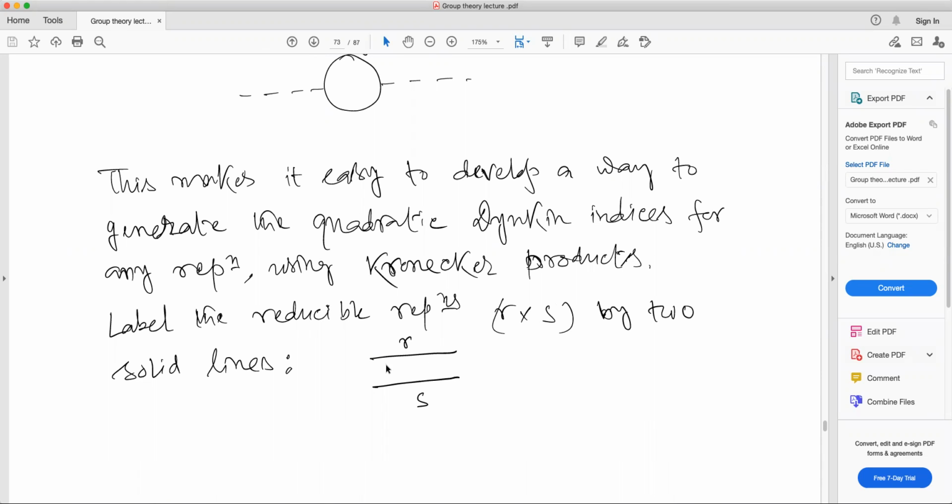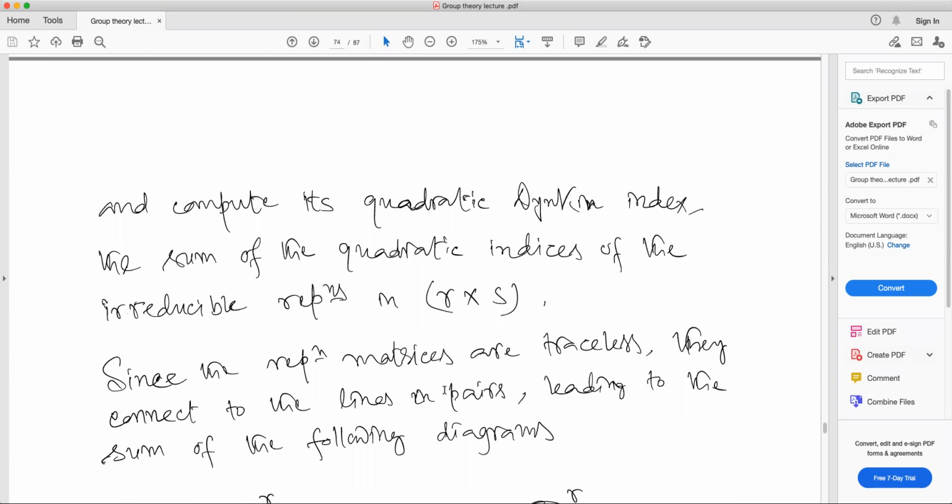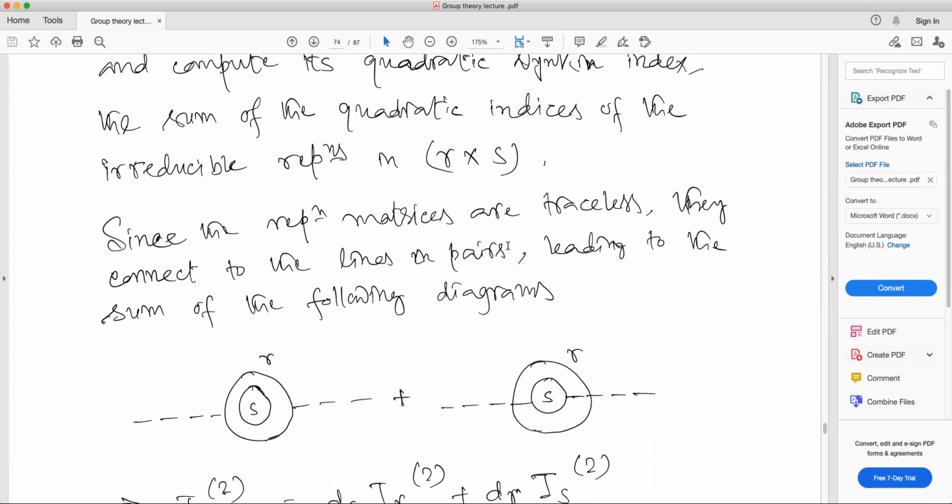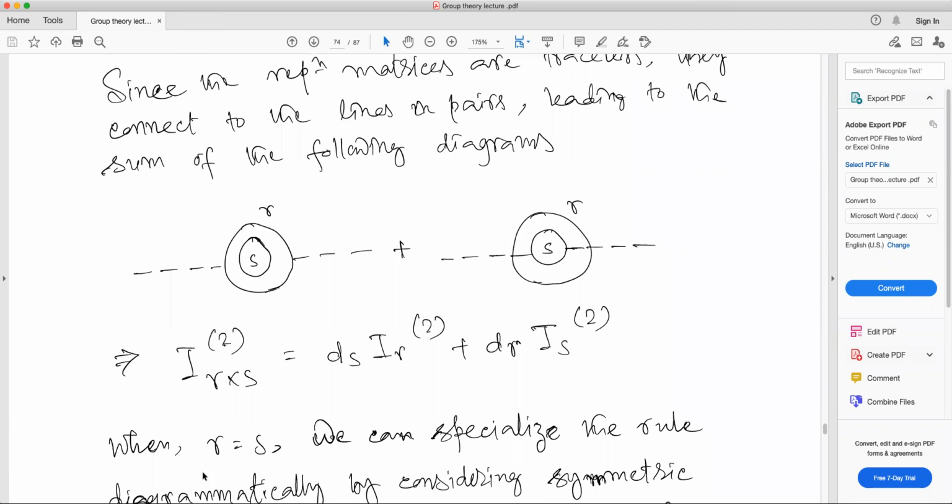Label the reducible representation R cross S by two solid lines: this is R, this is S. And compute this quadratic Dynkin index, the sum of the quadratic indices of the irreducible representations in R cross S. Since the representation matrices are traceless, they connect to the lines in pairs, leading to the following diagram. This is S, this is R, and they are connected to each other. This can be written as I of R cross S, the quadratic Casimir invariant, which is written as D_S I_R^2 plus D_R I_S^2.